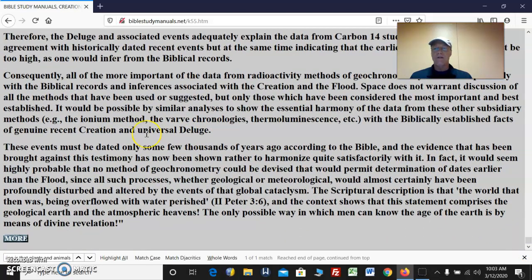Much better than evolution. These events must be dated only some few thousands of years ago, according to the Bible, and the evidence that has been brought against this testimony has now been shown rather to harmonize quite satisfactorily with it. In fact, it would seem highly probable that no method of geochronometry could be devised that would permit determination of dates earlier than the flood, since all such processes, whether geological or meteorological, would almost certainly have been profoundly disturbed and altered by the events of that global cataclysm.